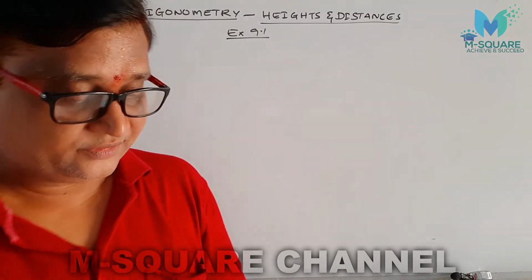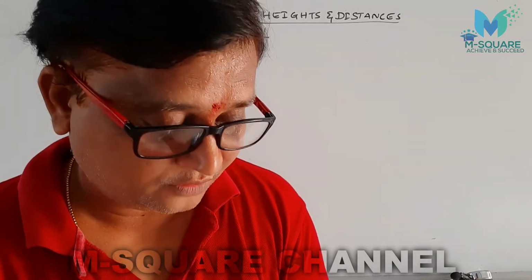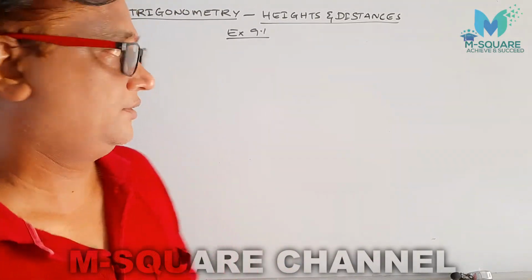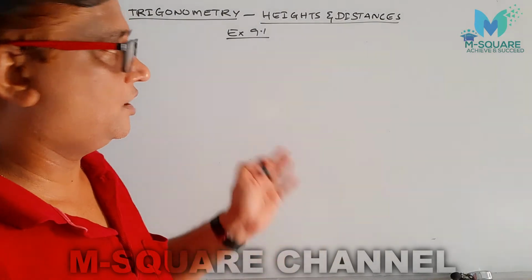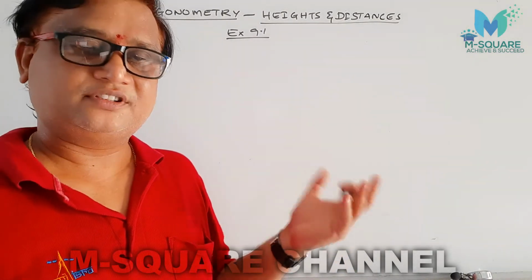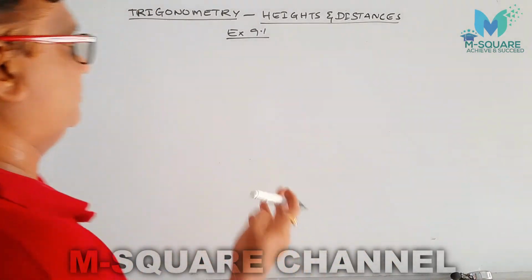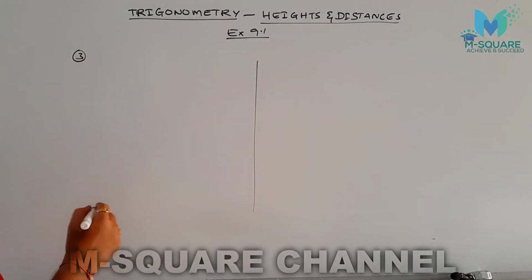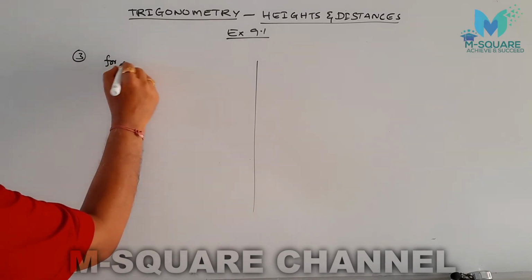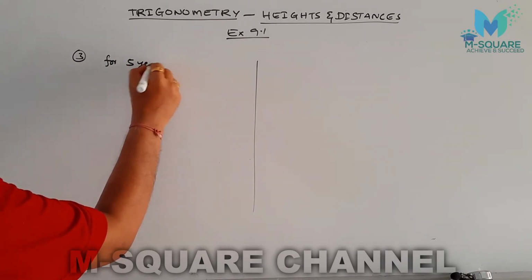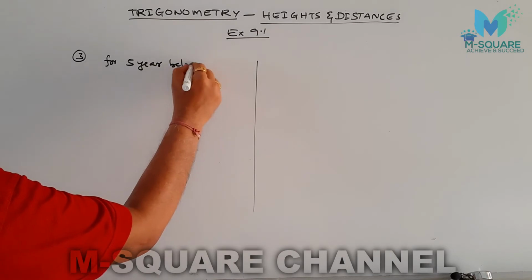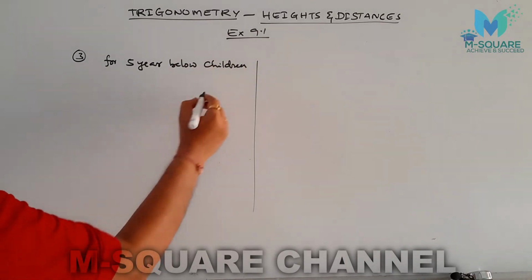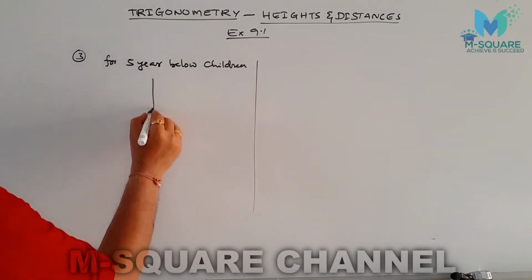So here two slides are being fixed, one for below 5 years and another for above 5 years. Some people draw an attached diagram, otherwise some people do separate diagrams. So I am going to do separate diagrams. In the third question, for children below 5 years, I am going to take one slide.